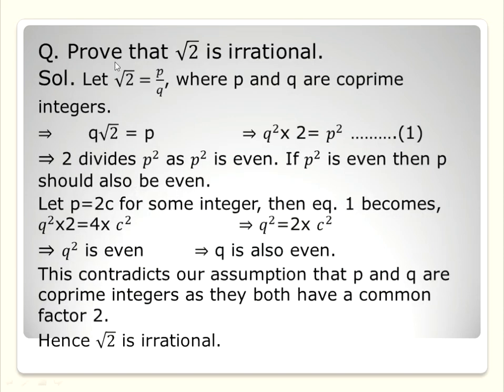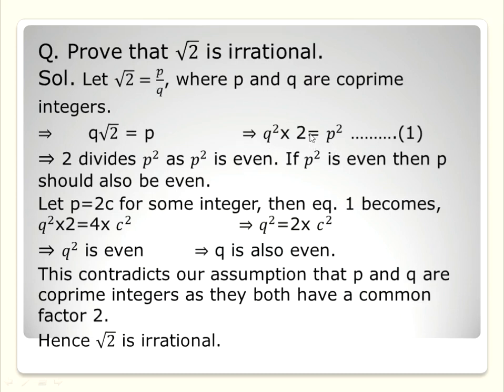Let us discuss a question. Here we have to prove that square root of 2 is irrational. Let us consider it is rational, so it can be written in the form of p upon q. We consider root 2 equal to p upon q, where p and q are co-prime integers. This implies, on cross multiplying, q into root 2 equal to p. Squaring both sides, we get q square into 2 equal to p square.